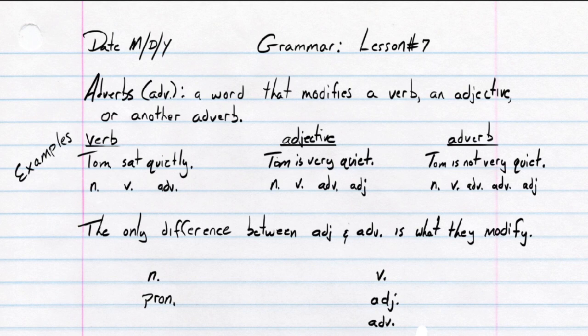So let's take a look at how this works. Tom sat quietly. Quietly is an adverb because it is modifying the verb sat. How did he sit? He sat quietly. Tom is very quiet. Very is an adverb because very is modifying the adjective quiet. Okay, we've set up here that adverbs can modify verbs, adjectives, and other adverbs. Finally, here we have not is an adverb because it's modifying an adverb. Very is an adverb because it's modifying an adjective.